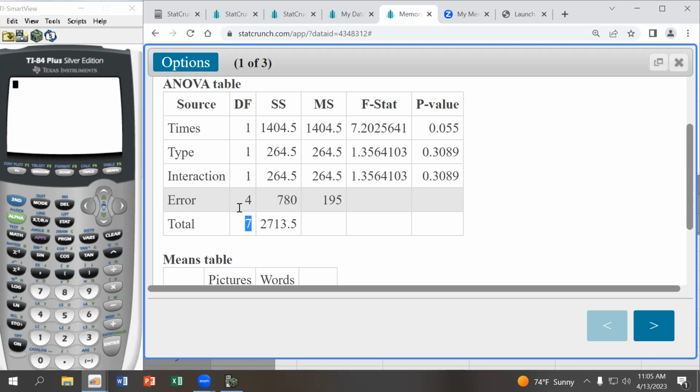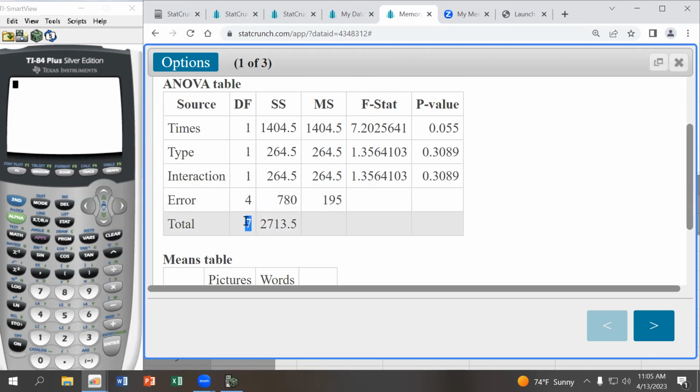Instead of putting it in terms of r and c, I would simply recommend that you count the total number of observations in the table. 8, 8 minus 1, 7, and that's what's right here. Why do we need that number?